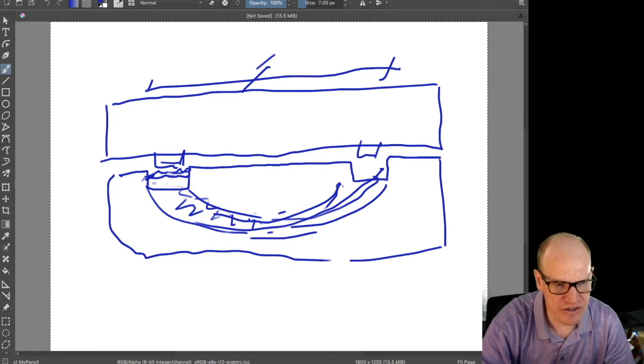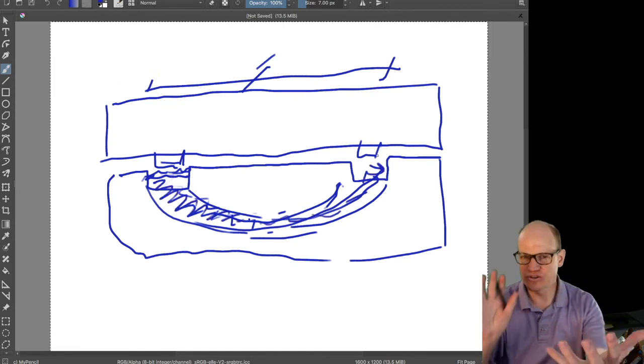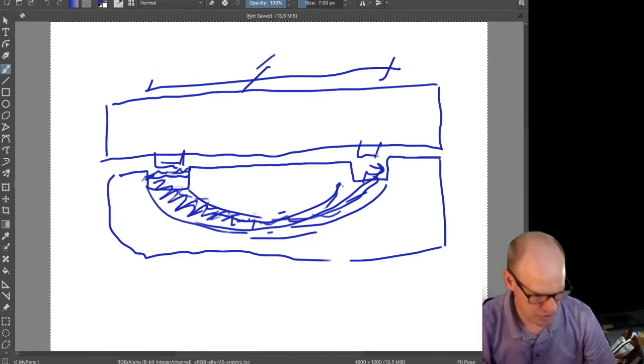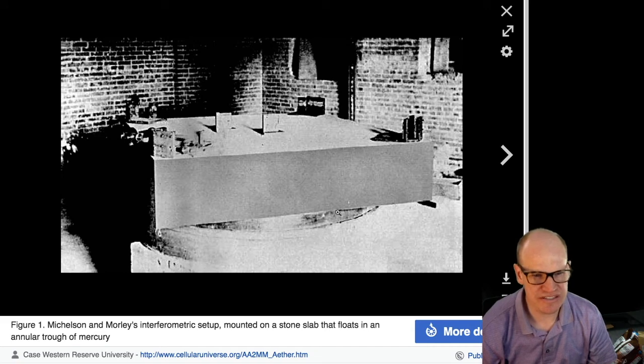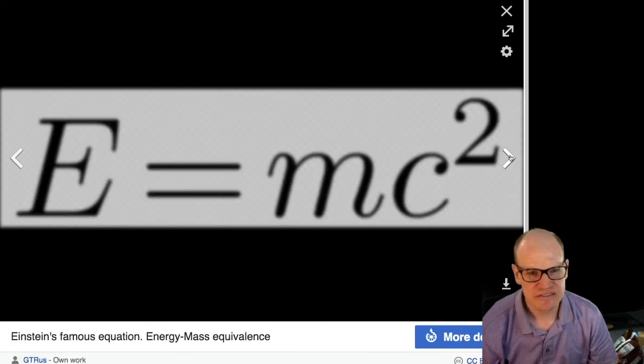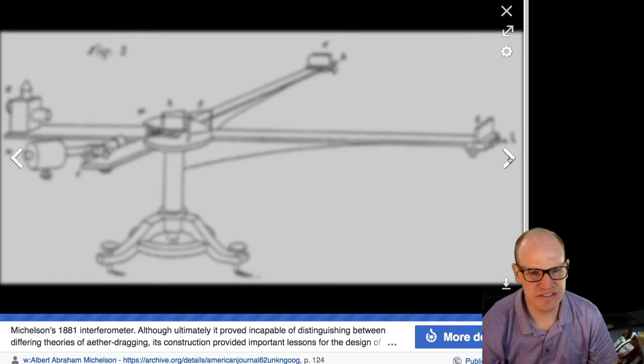So it's floating on a channel of mercury in order to allow for very smooth transitions from one position to another. So that's what this is. That's the mercury right there. Here's their table. That's their optical bench. Okay, so there's Einstein's equation.